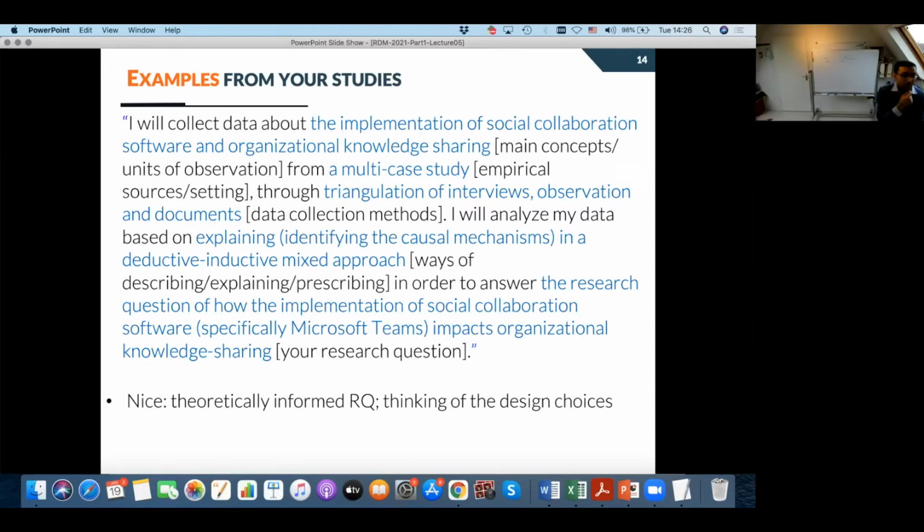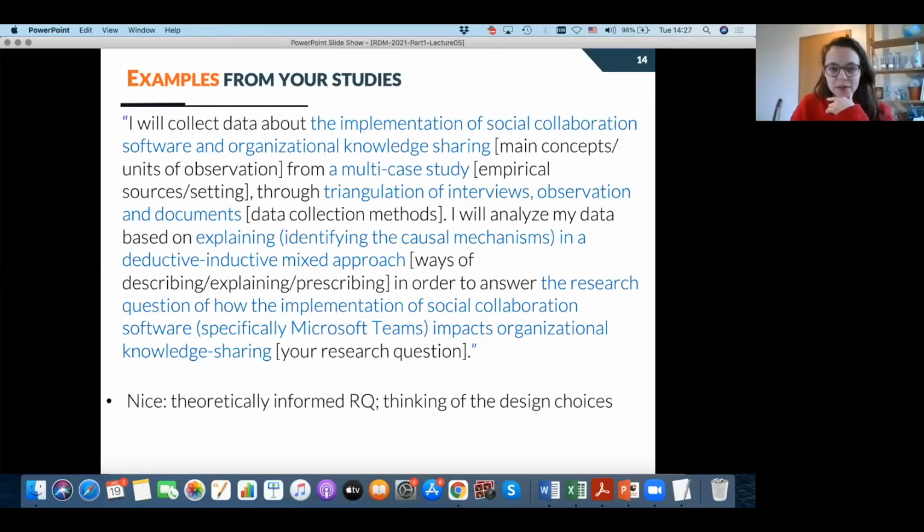Yeah, no, absolutely. One little question, Sophie. Do you think that the word Microsoft Teams is necessary to be put in the research question? I would say no. I think I just wanted to specify it because there's quite a lot of different social collaboration software.